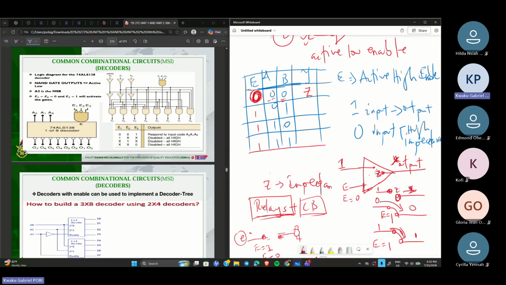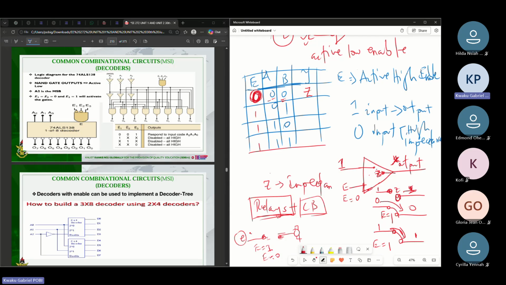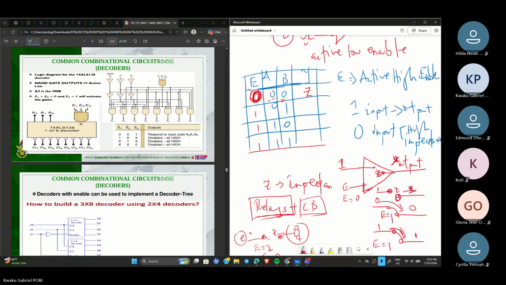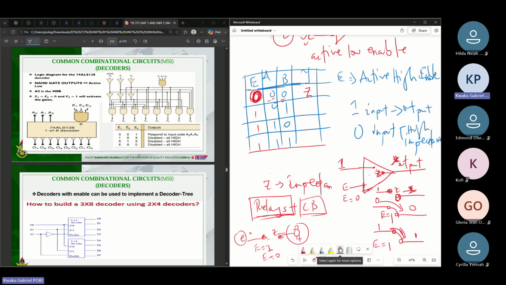That's your, let's say, your relay. Your relay will be used as the enable. So it will break the circuit for you so that you see a high impedance here, so that you can protect this motor. Okay, so that's the implementation of enables in circuits.